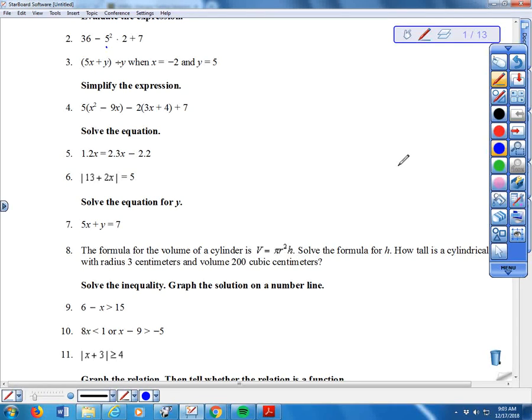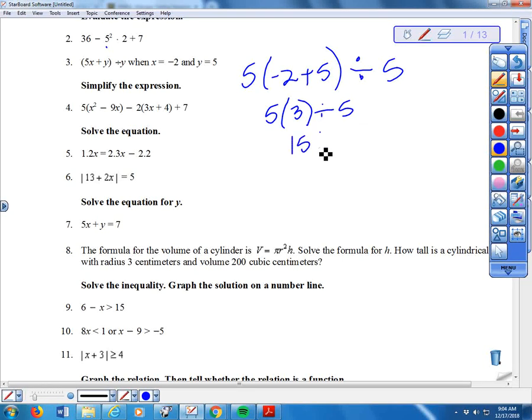Sorry. 3. Evaluate. So I'm going to put negative 2 in for x and 5 in for y. 5 times negative 2, negative 2 plus 5. Is that divided by 5? So first I've got to simplify the parentheses. So it's 5 times 3 divided by 5. 15 divided by 5 is 3.